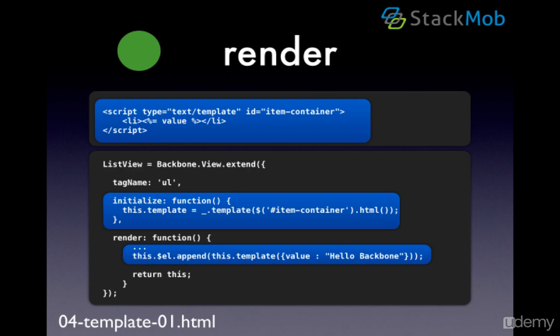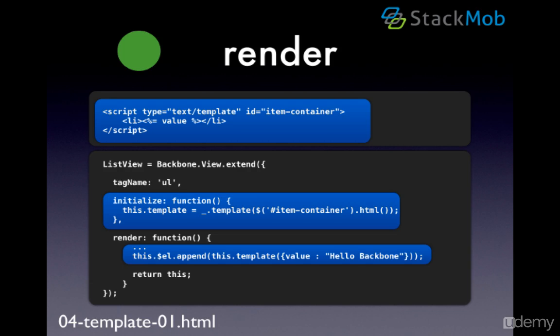In the second block, we have our list view, and you'll notice in the initialize method I've added a new variable called template. So I define this.template and I set it equal to _.template, and then I go in and I select the item container div and I pull out all the HTML that's inside of that, and then I pass that into my template method. And you'll see the underscore used. That's because I'm using the underscore JavaScript library templating engine. So that's how you refer to a template.